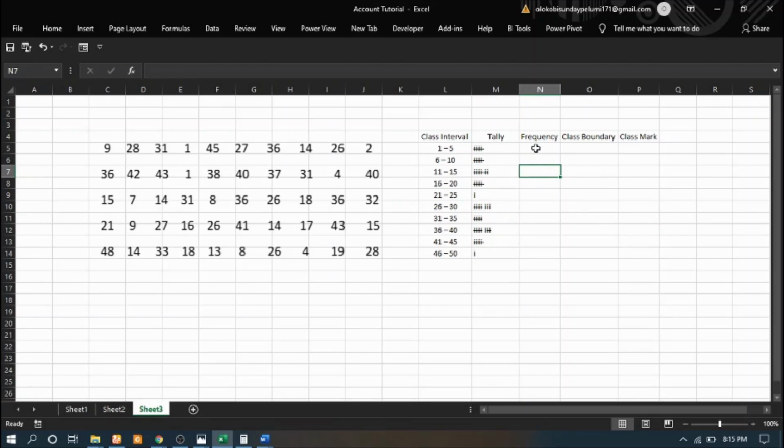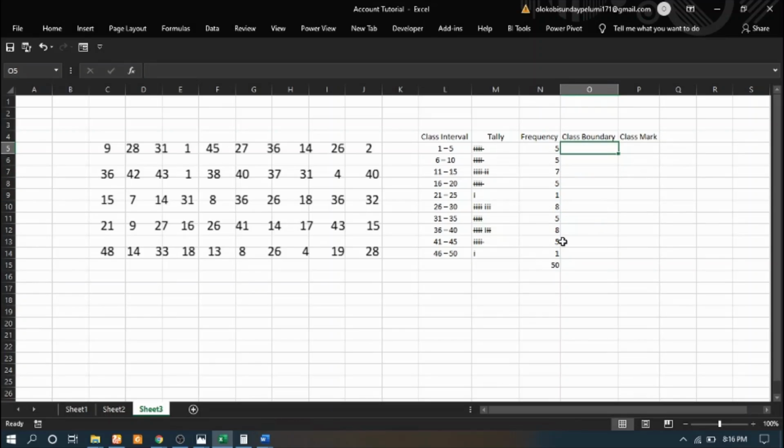So let's count. This is 5, this is as well 5, this is 7, this is 5, this is 1, this is 8, this is 5, this is 8, 5, 1. So we need to sum and see if we are right. Are we right? It must be 50. If it is not 50, that means we will not be able to do it well. So 50, we are 100% right.